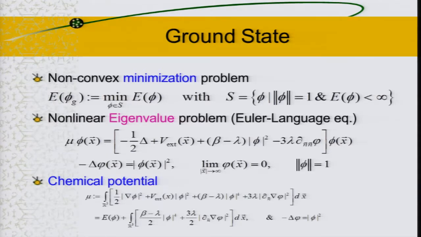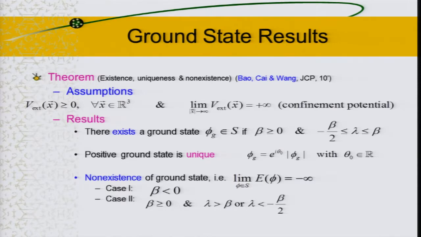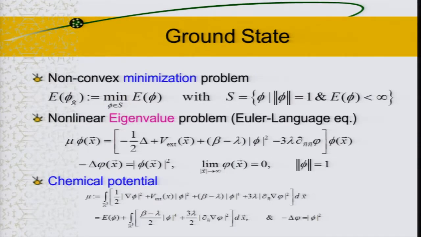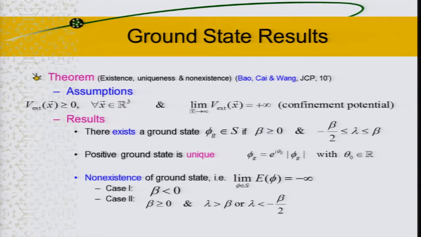So the question is, given a potential V, given this beta, lambda and this N, is there a minimizer to this problem? Is it unique? Experimentally we have some ground state. How do we mathematically determine this distribution? Well, using our new formulation, we can use it to prove the following theorem.